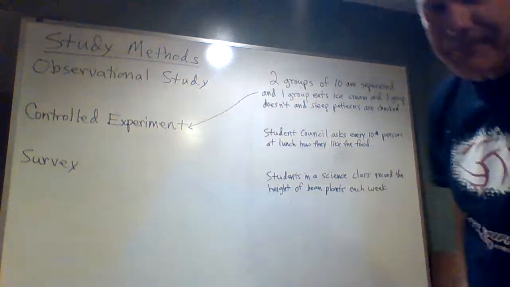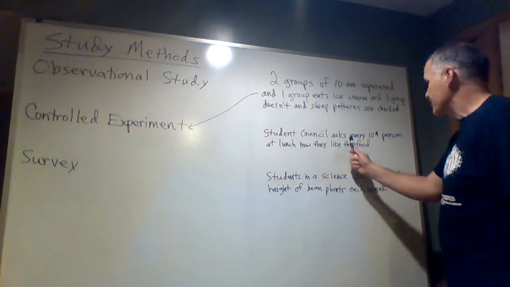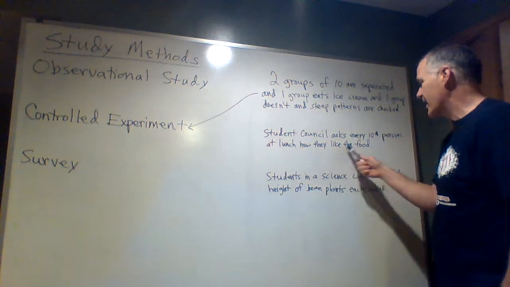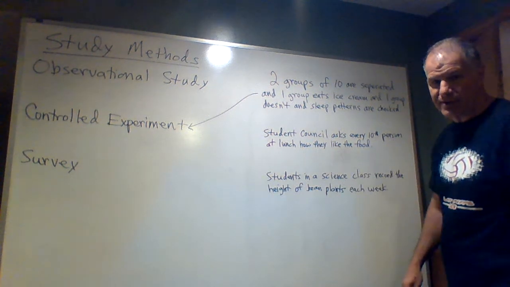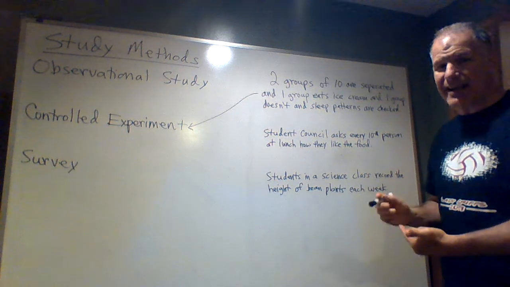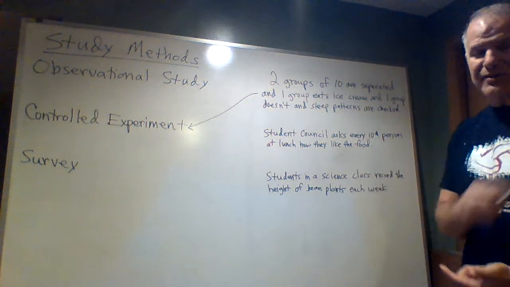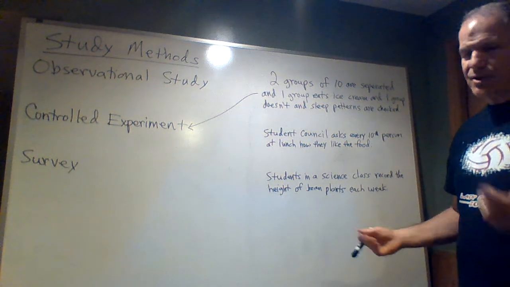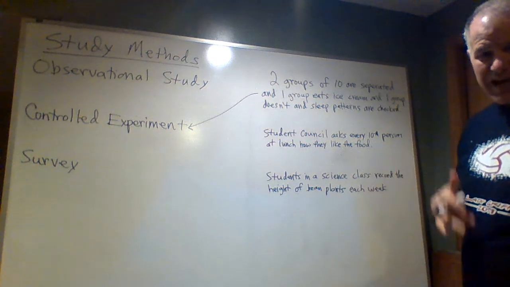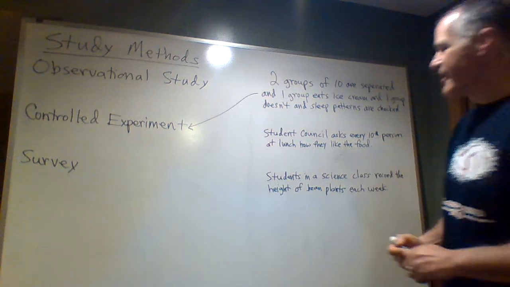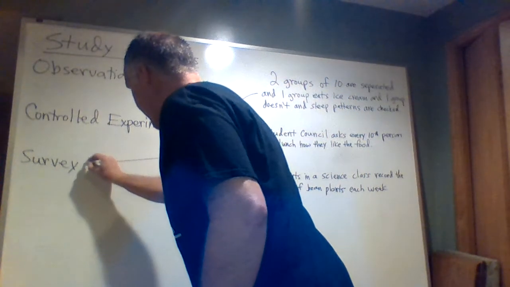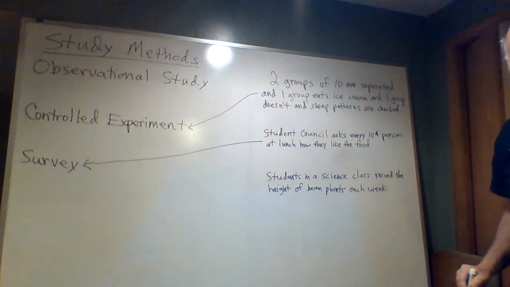Okay, let me turn this a little more so you can see me. Next, student council asks every 10th person at lunch how they like the food. Maybe they have a clipboard and they're asking every 10th person that walks into the cafeteria, do you like the food, or rate the food 1 to 5, 1 is bad, 5 is good, something like that. That would be a survey. That would be the example of a survey.